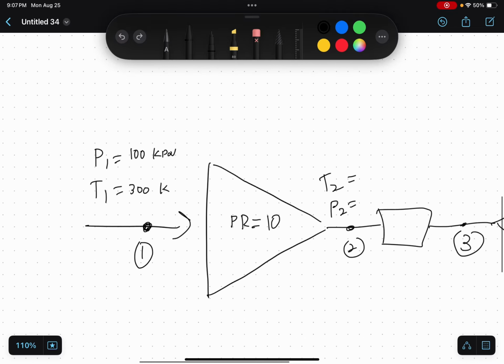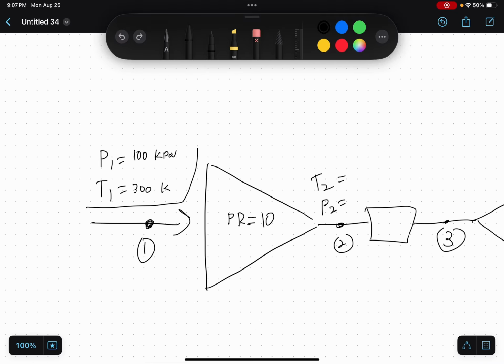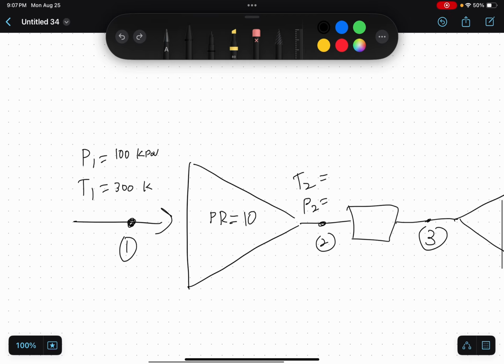So let's say we have ambient conditions. Pressure is 100 kPa, temperature is 300 Kelvin, which is 27 Celsius, which is actually kind of hot, but there are places where it is very hot. So I'm just going to go with it. It was a nice even number, so I picked it.